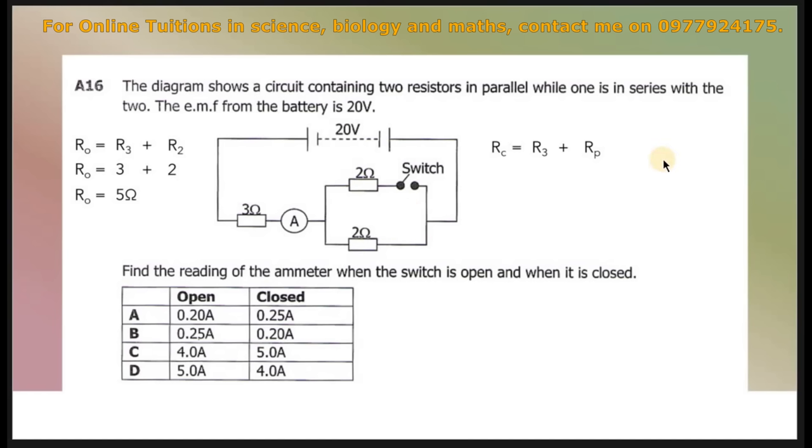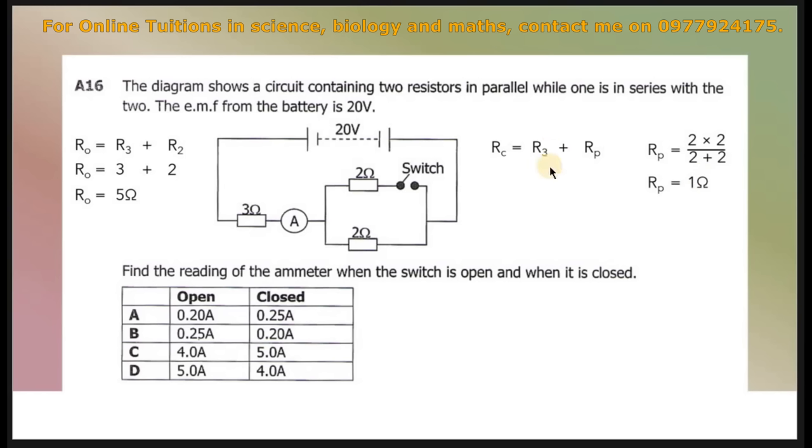First of all, what is the resistance of the resistors in parallel? It is found by multiplying 2 times 2, then dividing by 2 plus 2. 2 times 2 is 4, then 2 plus 2 is again 4. So 4 divided by 4 is 1 ohm. So here in parallel, you have 1 ohm.